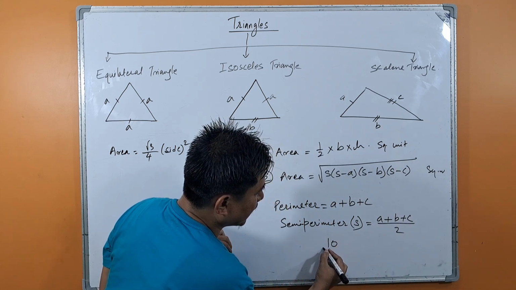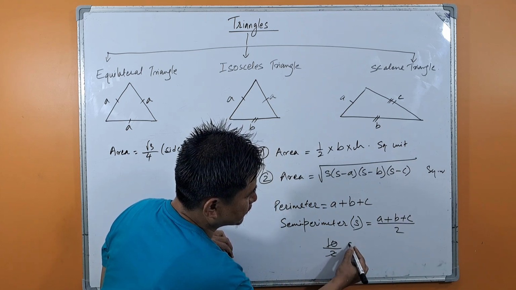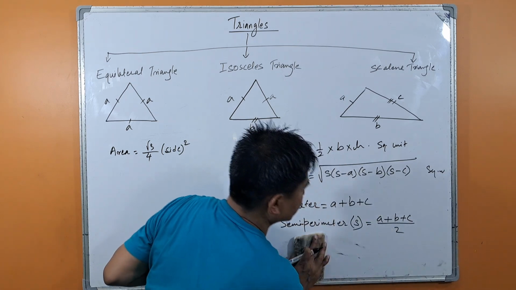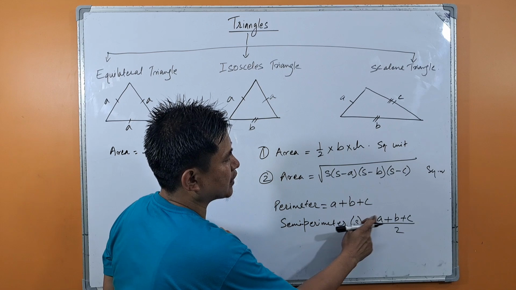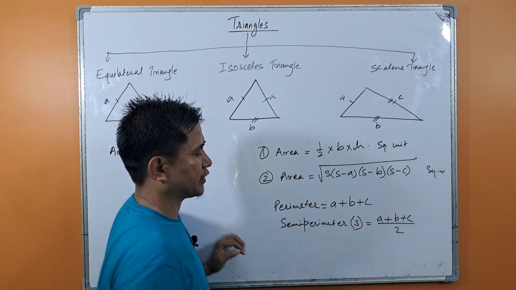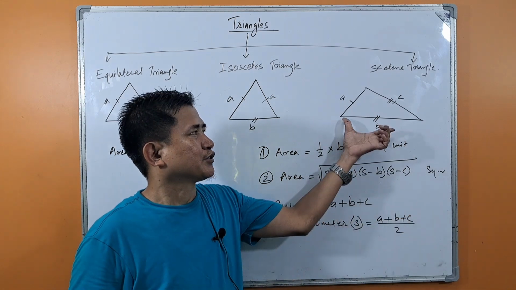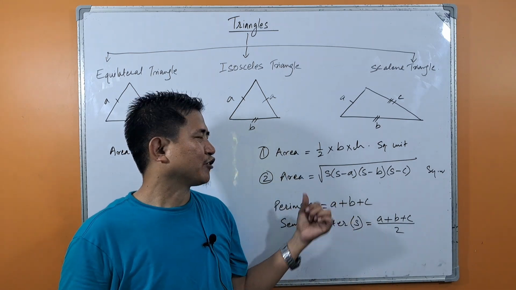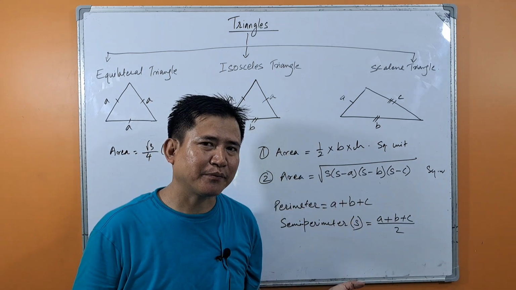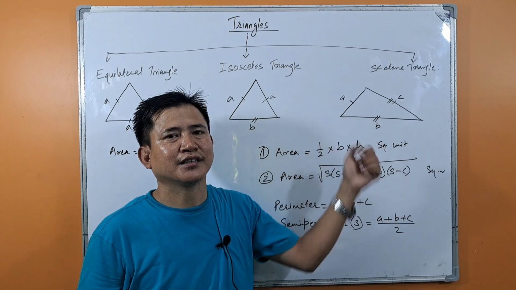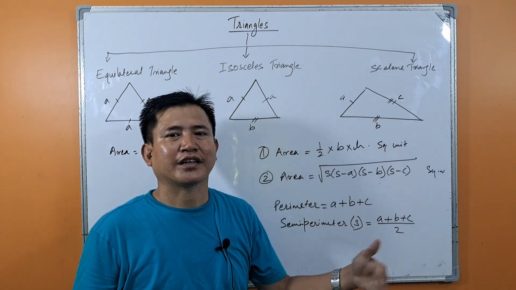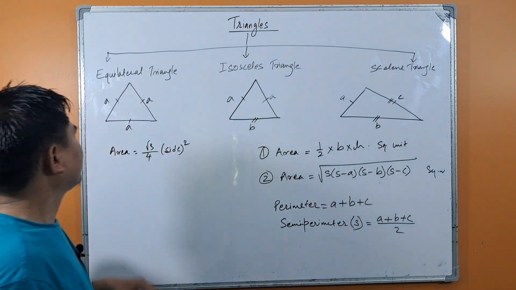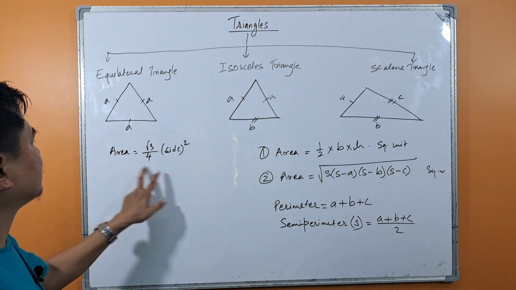Half of 10 means 5, isn't it? 10 divided by 2, 2 fives are 10. Similarly, half of the perimeter means the perimeter divided by 2. The perimeter is a plus b plus c, so dividing by 2 will give us the semi-perimeter. So to find the area of a triangle using Hero's formula, first we have to calculate the perimeter, which is the sum of all sides, then we divide by 2 to calculate the semi-perimeter, and then we use this formula. Now let us come to the equilateral triangle and discuss this.